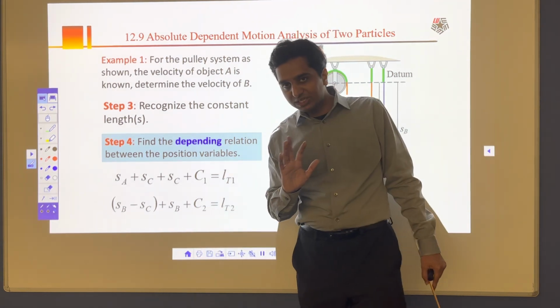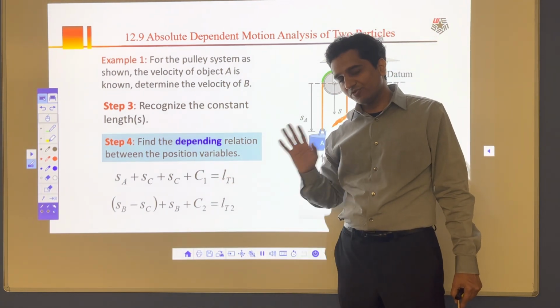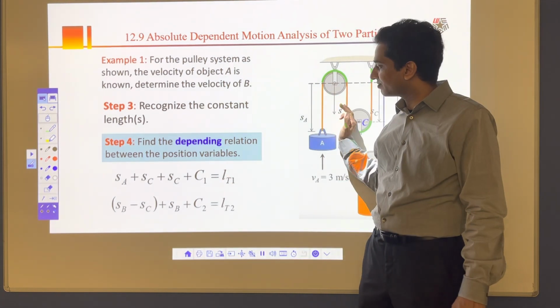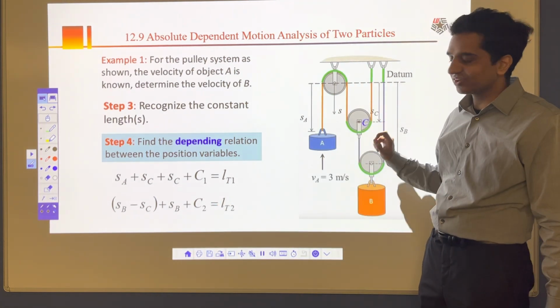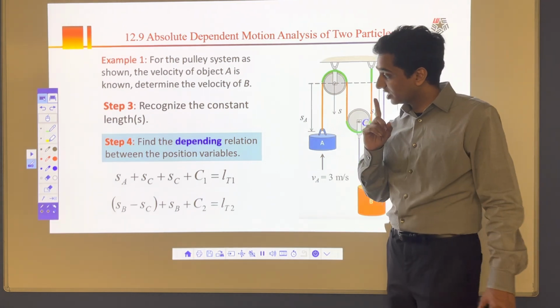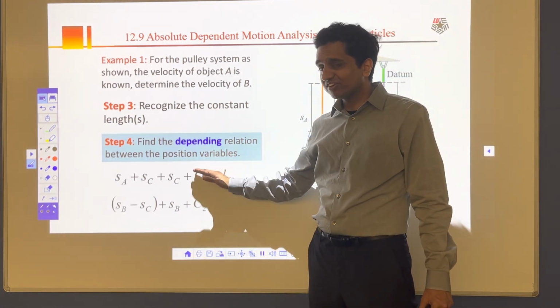All you need to do in these problems is get these equations right. If you can get these equations right, these problems are very easy. If you don't understand it and get confused like this, you won't get it right. So keep that in mind. Do a lot of practice, it will be easy. Get the length equation right.